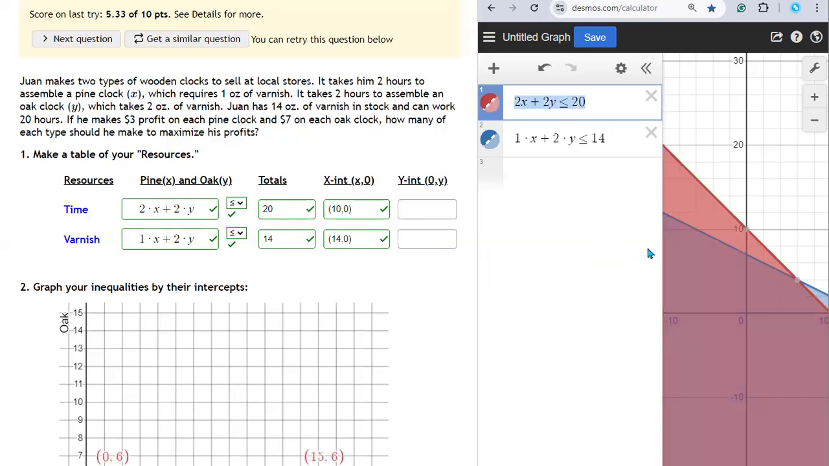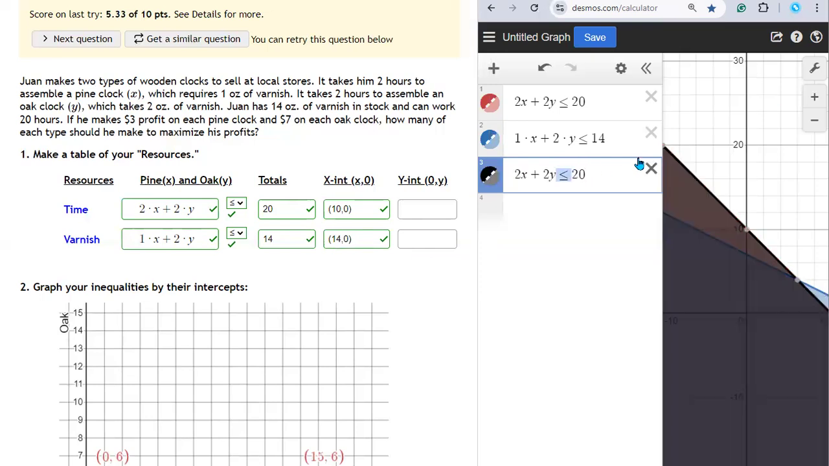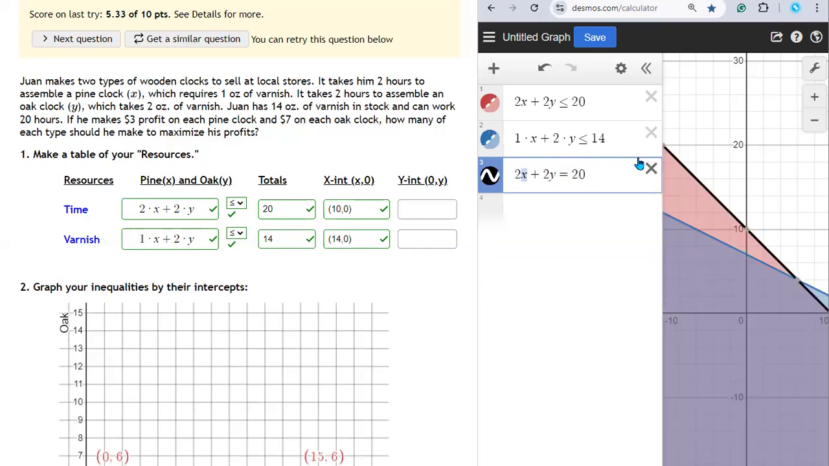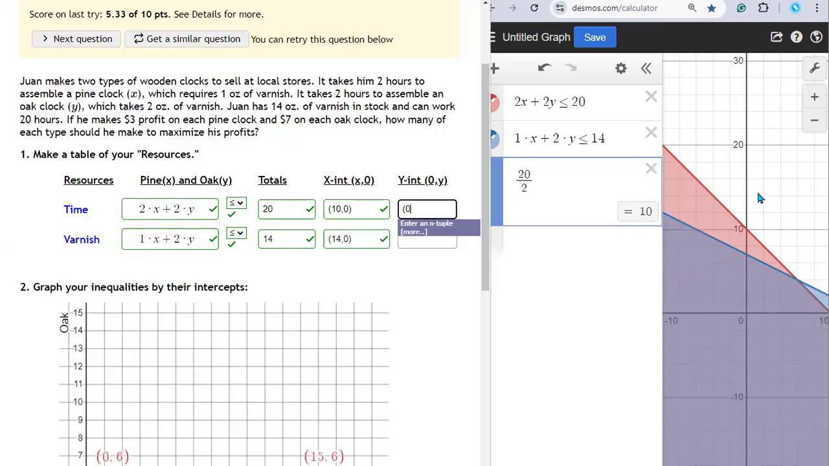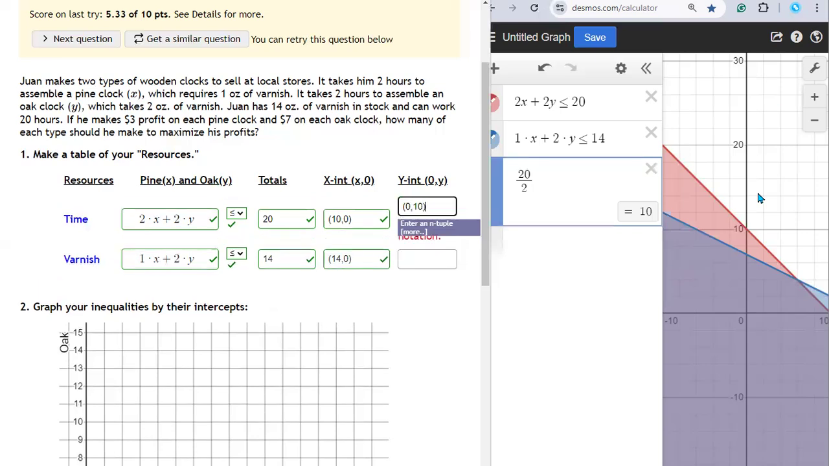So for the y-intercept of the time constraint, I'm going to copy it, change that to equals. Now I want to make x 0 so I can find what y equals. 2 times 0 is 0, and 0 plus 2y is 2y. Now I divide both sides by 2. And then 2 divided by 2 is 1. 1 times y is y. So y is 10, right? When x is 0. So when x is 0, y is 10.